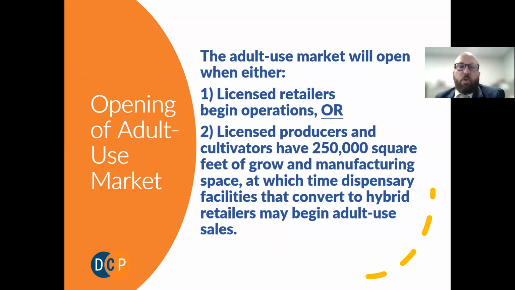So the adult use market will open either when licensed retailers begin operation or when licensed producers and cultivators have 250,000 square feet of grow and manufacturing space, at which time facilities that convert to hybrid retailers may begin adult use sales.